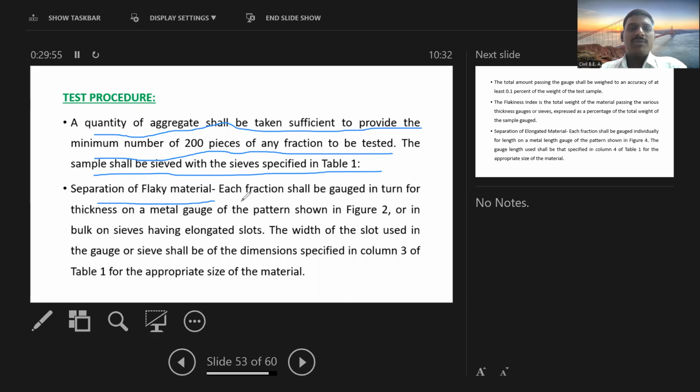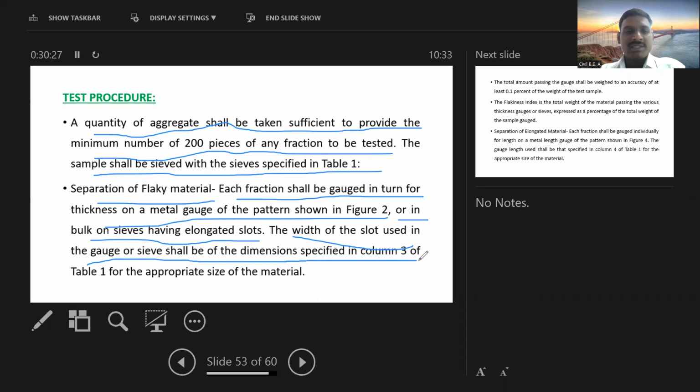Then in the test procedure, what we have to do is the separation of flaky material. Each fraction shall be gauged for thickness on the metal gauge of the pattern shown in figure 2, which we will see, or in bulk on a sieve having an elongated slot. The width of the slot is used. The gauge or sieve shall be of the dimension specified in column number 3 of the table for the appropriate size of the material. So what is given in the table, we will see here.